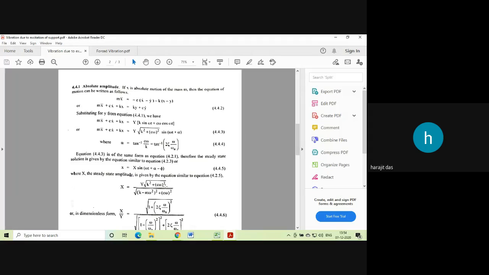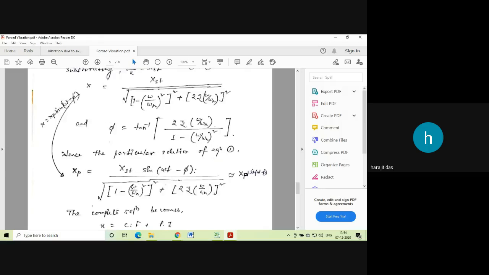So from the last derivation, here you can see this is just like f naught. Earlier there was f naught sine omega t. If you can remember, m x double dot plus c x dot plus k x equals f naught sine omega t. So instead of this f naught, here it is y under root k square plus c omega whole square. I can show you the same thing.